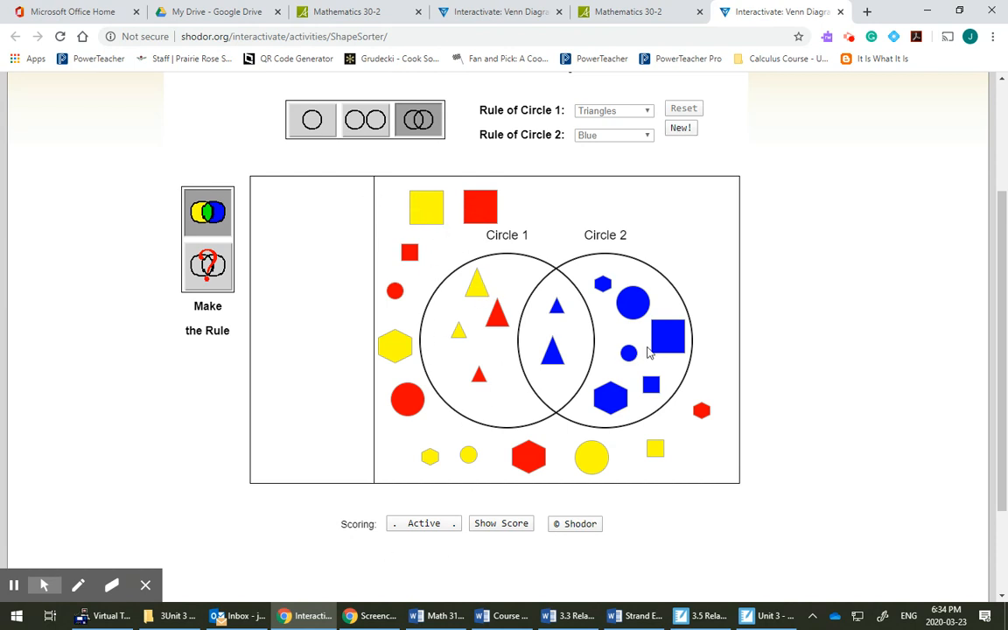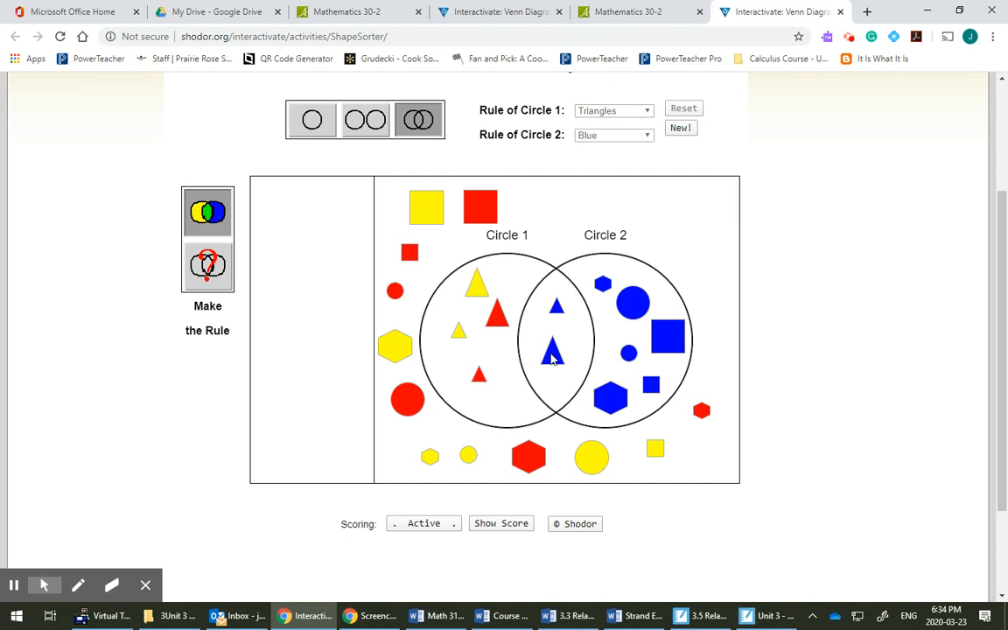And so after I have them all sorted, I can see that all of my blue objects would be in circle 2. So there'd be 1, 2, 3, 4, 5, 6, 7, 8 blue objects. The triangles, there would be 1, 2, 3, 4, 5, 6. So for circle 1, I'm looking at triangles. There are 6 triangles, 2 of which are blue triangles. And so if I were to ask how many objects are both triangles and blue, my answer would be 2.